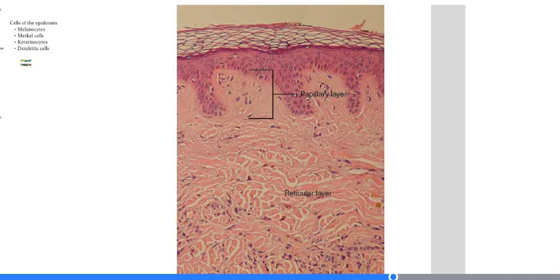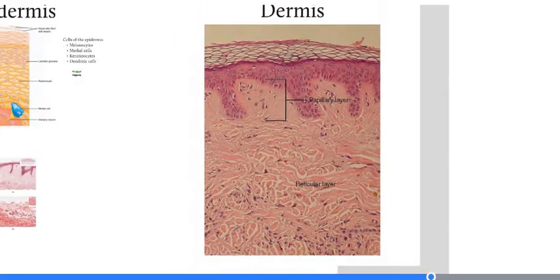The reticular layer is called the reticular layer because the word reticular means network, and it's made up of a network of collagen fibers. Now be careful, don't get confused. It's a reticular layer of tissue. It's not reticular tissue. It's dense, irregular connective tissue.